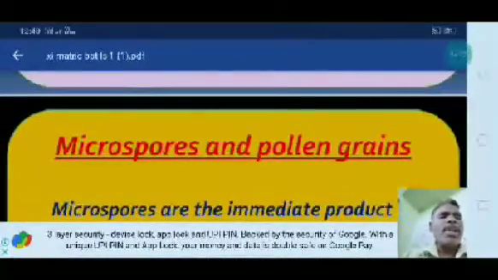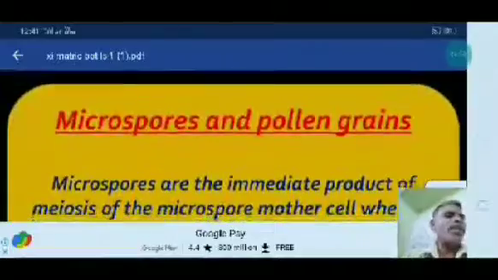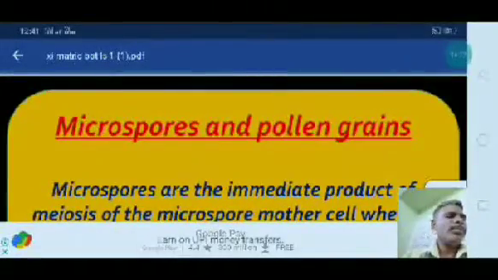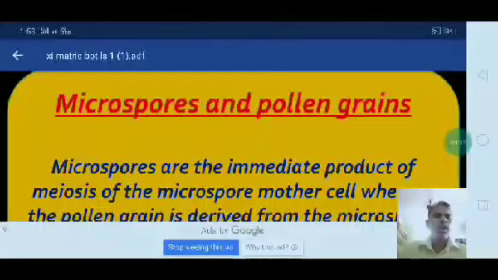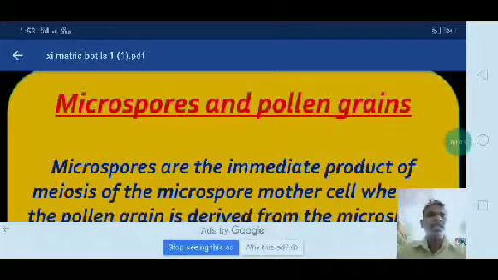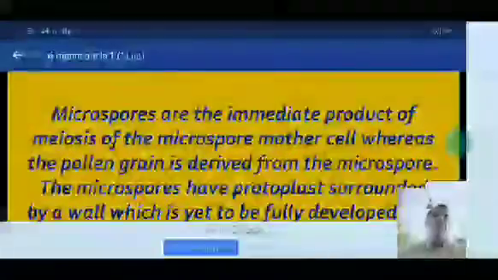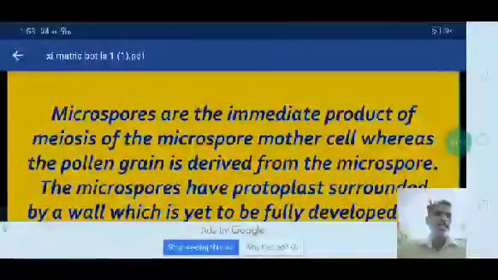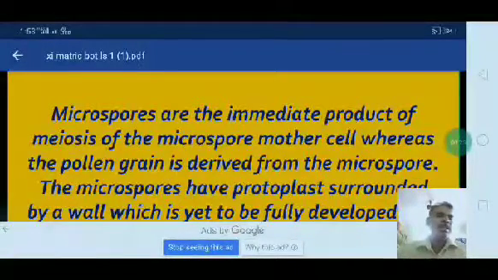The next one is microspores and pollen grains. These are minute spores, and also the pollen grains. Pollen grains are derived from the microspore mother cells through meiosis. After meiosis, microspores are liberated from the microspore mother cell. Microspores are the immediate product of meiosis of the microspore mother cells, whereas the pollen grain is derived from the microspore.